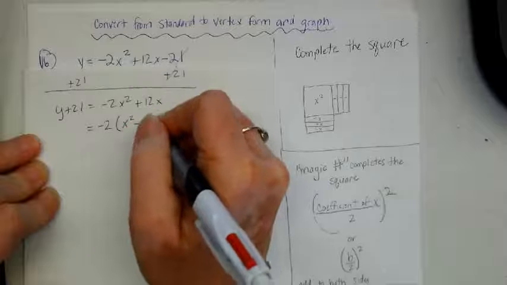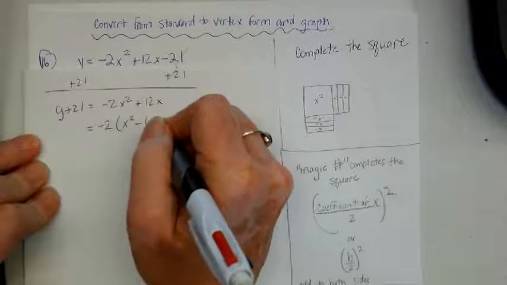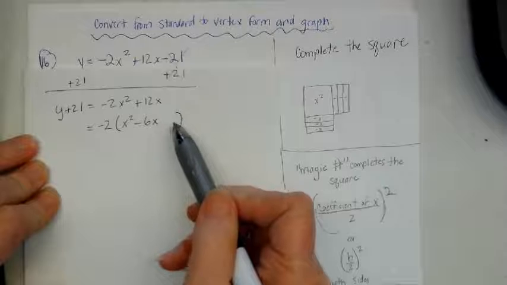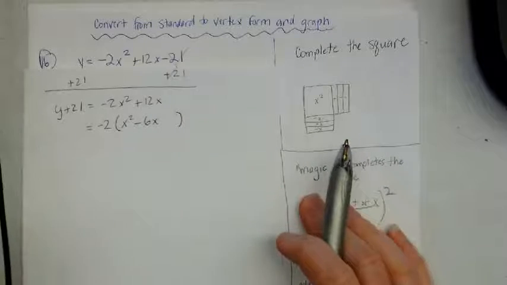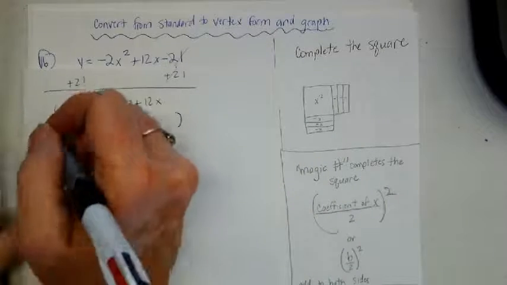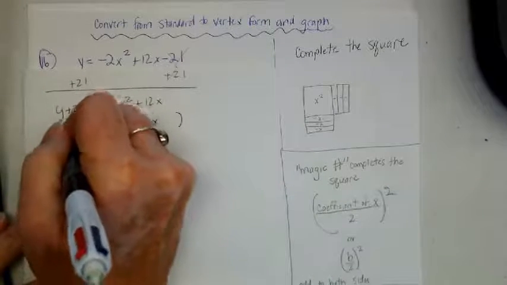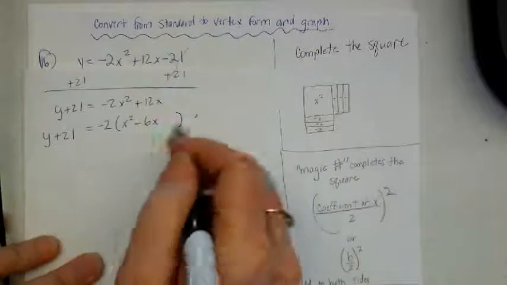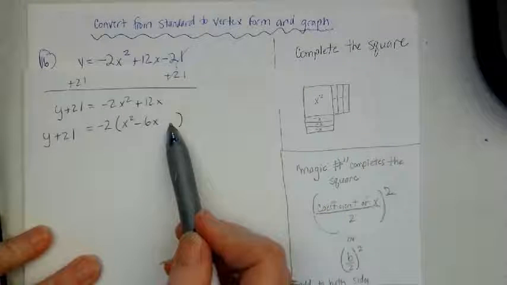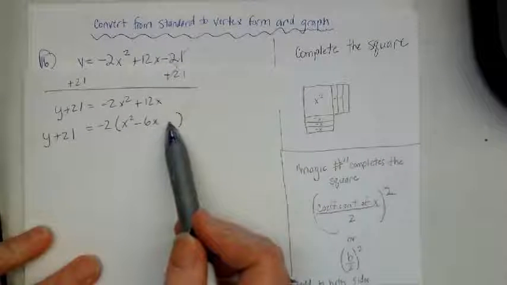This would be minus 6x. And I'm going to leave some room for what I call the magic number to go in there. I think I'm going to do autofocus on here. Hopefully that helped. And then over here I just have my y plus 21, just waiting for me to finish my work here. So I'm thinking this is where we complete the square.